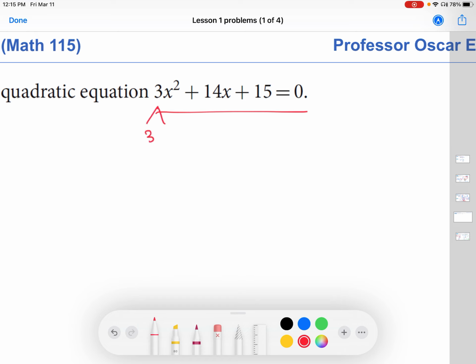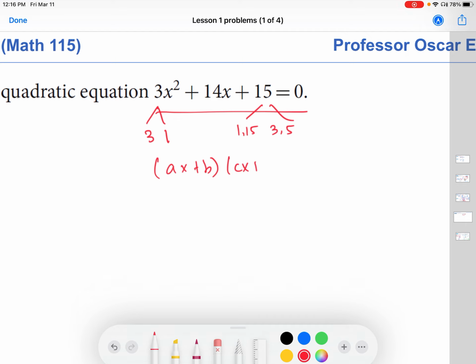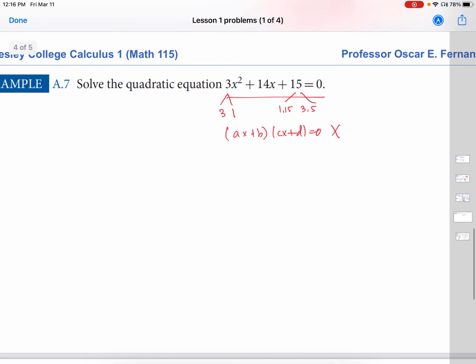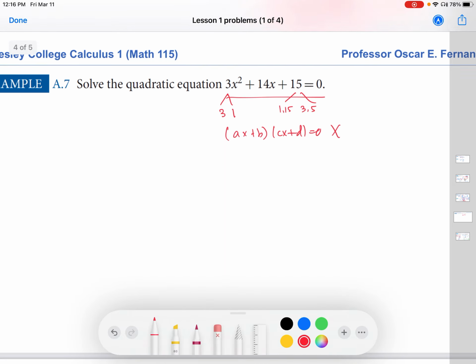The factors of 3 are 3 and 1. The factors of 15 are 1 and 15, 3 and 5. So if you remember back to the video that we did about factoring, there's really no combination here of these factors that's going to help you factor this into one linear factor and then another linear factor equals 0, right? So that's not going to work. So in this process, if factoring does not work, then what you can do is you can always try the quadratic formula. You can always do it, but factoring is sometimes a little faster.